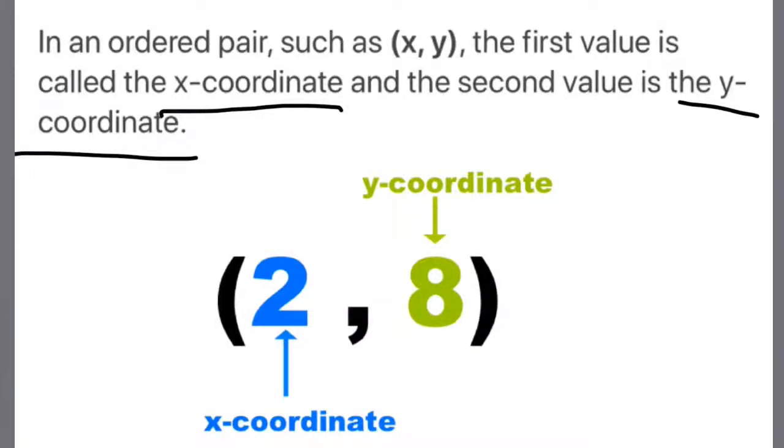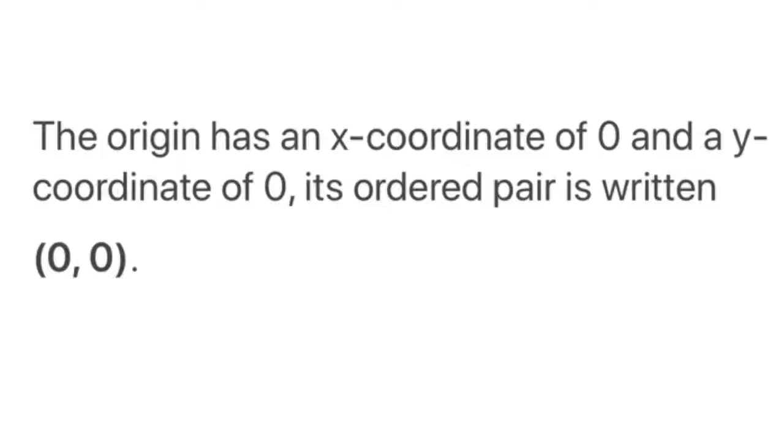Please pause the video and take a minute and copy this example and everything you see on this slide into your notes. It is also important to remember that the origin has the ordered pair (0, 0) because your x coordinate is 0 and your y coordinate is also 0. It's where the two number lines intersect. The ordered pair for your origin is written (0, 0). Please pause the video and take a minute to copy this sentence into your notes.